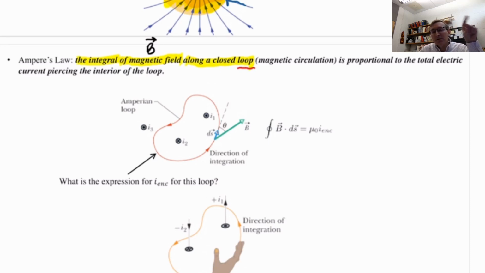When I talked about a closed surface with Gauss's law in the electric field case, I said imagine something like a blown-up balloon that's been filled with air and tied off. And then the surface of that balloon is a closed surface. Here we have a closed loop. All I want you to imagine here is take a length of string, cut it, and tie the two ends together. And you have a closed loop.